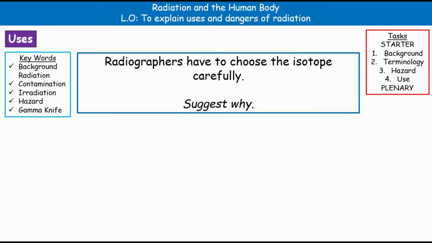Before we go on to our third use of radiation, one thing that we've got to be really careful of is that the radiographer, who's the person in the hospital that deals with all the radioactive material, they've got to choose the isotope that they're going to give you to ingest or inject really carefully. See if you can suggest why that is.